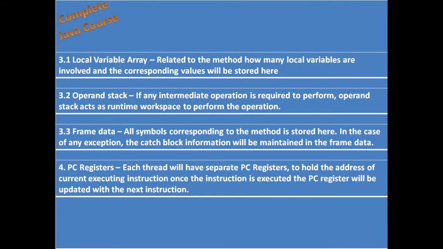Number four is the PC register. Each thread will have a separate PC register to hold the address of the current executing instruction. Once the instruction is executed, the PC register will be updated with the next instruction. So suppose you are executing a method. After executing a method, the next instruction, the next execution, that entry will go into the PC register. So there is no waste of time after completing the execution of any method or instruction. It will take the next instruction immediately from the PC register.